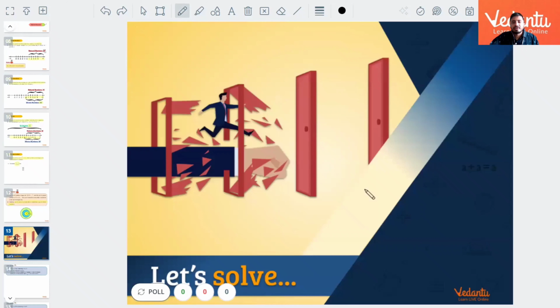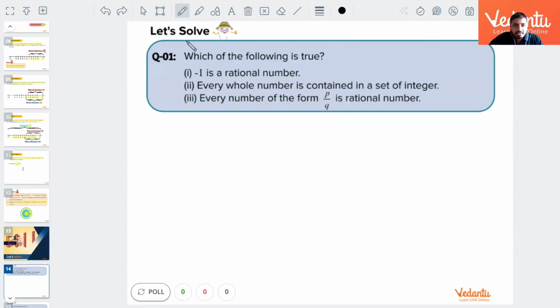Okay. Fine. So here's your favorite activity. We're going to solve a question. Here comes your first question. Which of the following statements is true? Just tell me, is -1 a rational number or not? Question number 2. Every whole number is contained in the set of integers. And question number 3. Every number in the form of p by q is a rational number. So just think and tell me what is your answer.